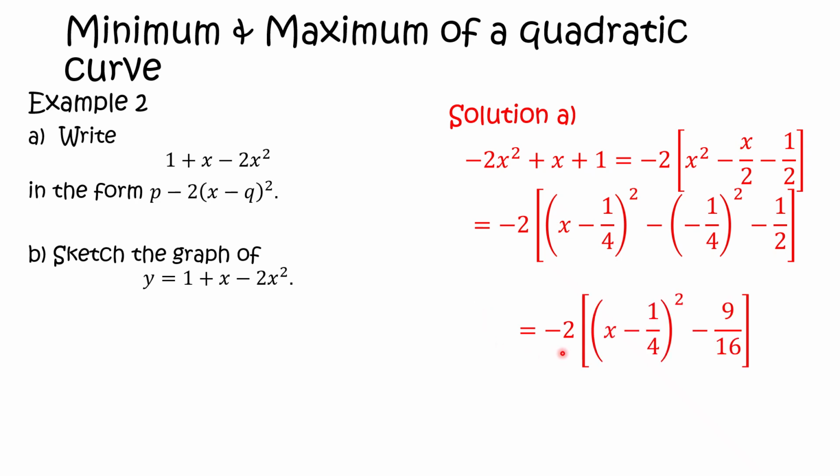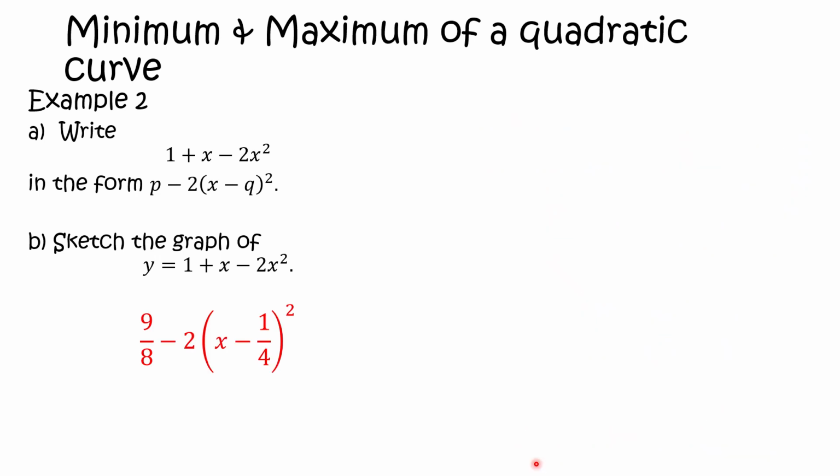Great. So with that, we simplify further so that we get minus 2 times (x minus 1 over 4) squared minus 9 over 16. And introducing the 2 into the parentheses, we are going to have 9 over 8 minus 2 times (x minus 1 over 4) squared. And that answers part A.